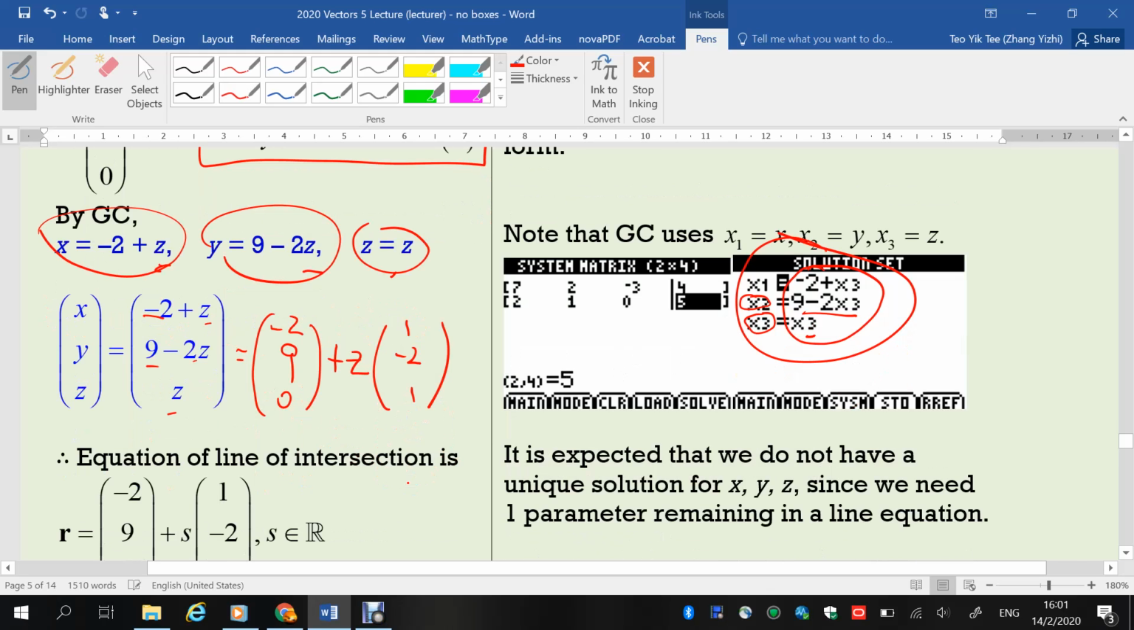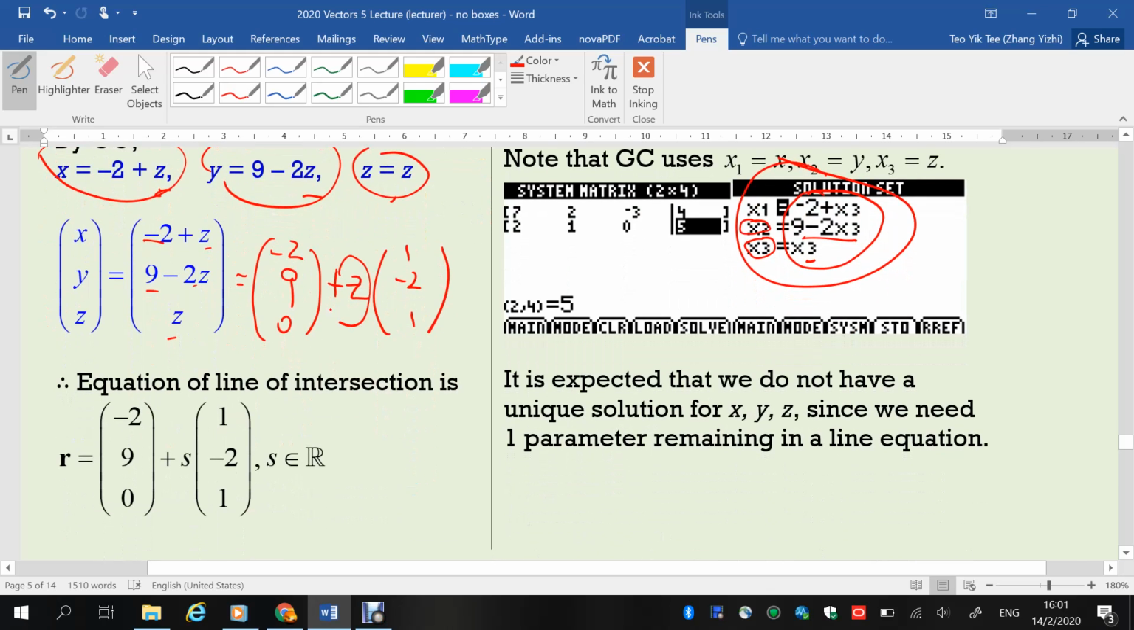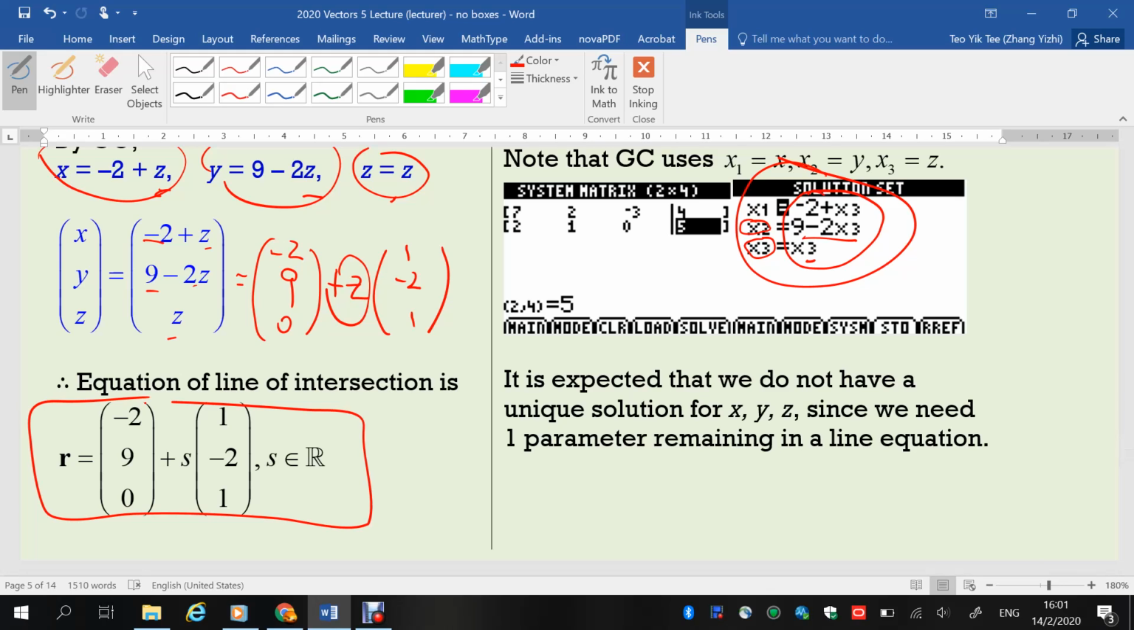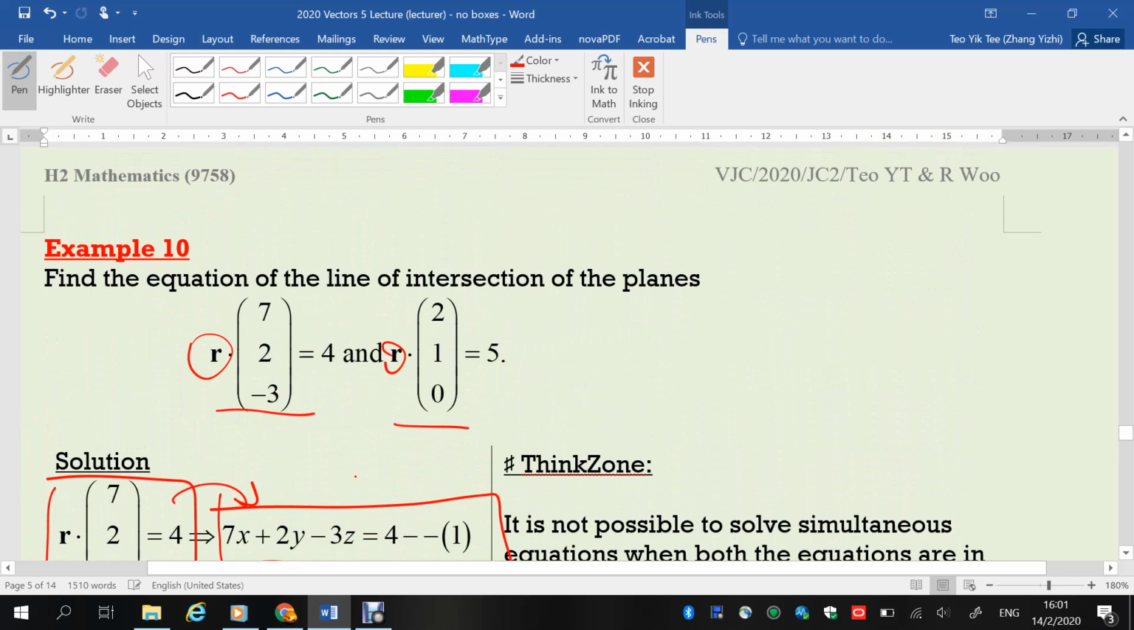Replace your z by another variable, and then you actually get your vector equation of a line that comes out. This is actually your line of intersection between your two planes. Always remember, two planes that are not parallel will intersect. Two planes that are not parallel must intersect at a line. And this is the line of intersection between your two planes given in example 10.